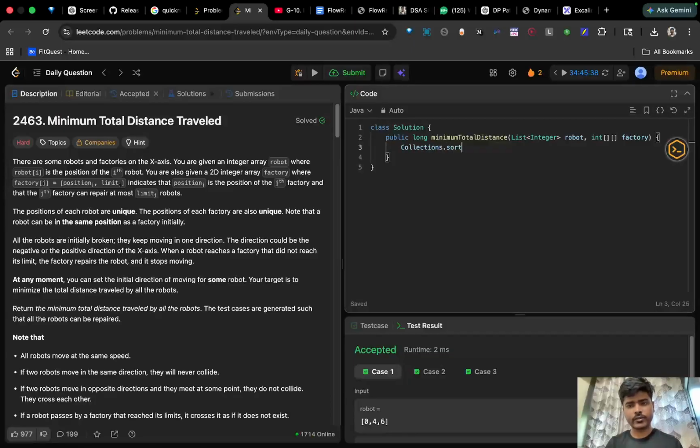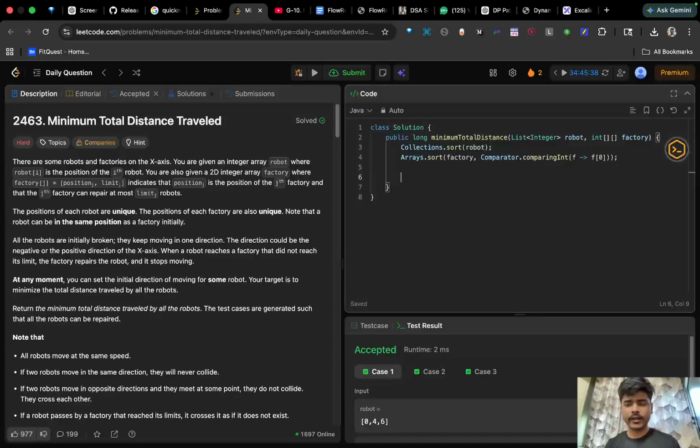I'm going to use Collections.sort to sort the robot list, and I'm going to use Arrays.sort to sort the factory according to the first element of the factory, that is the position of the factory. So I will be using a comparator here, Comparator.comparingInt on f[0]. My comparator is going to sort this array of factory according to the position of the factories.